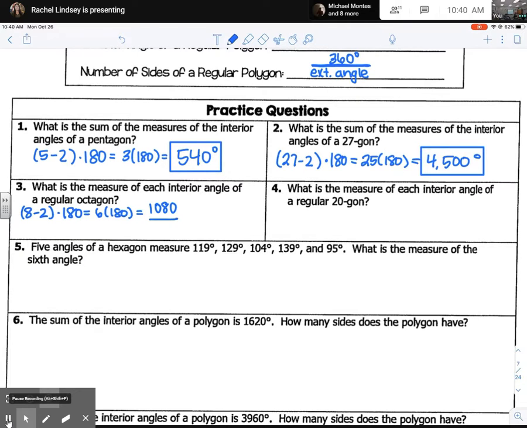Divide that by 8. So what's 1080 divided by 8? 135. So each angle of a regular octagon is 135.